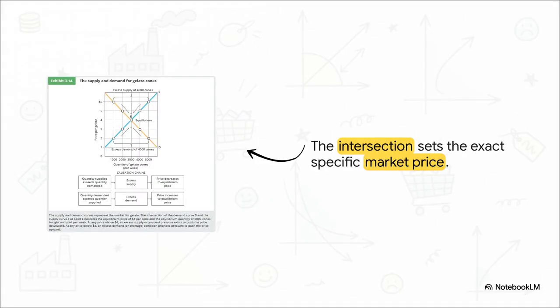The visual of this is striking. That dramatic X marking equilibrium brilliantly illustrates how downward pressure from excess supply and upward pressure from excess demand perfectly cancel each other out right at that intersection. That specific point is the market price.